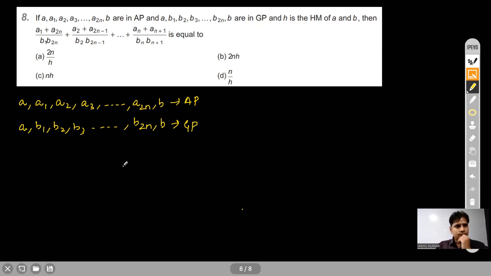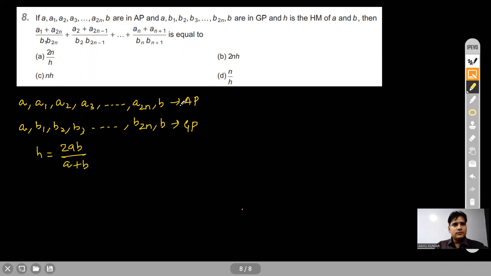So we have to find the value of this. And one more thing is given, H is the harmonic mean of A and B. So we can write H as 2AB upon A plus B.